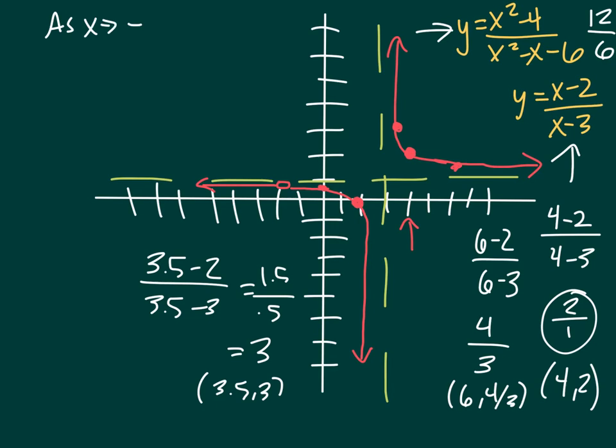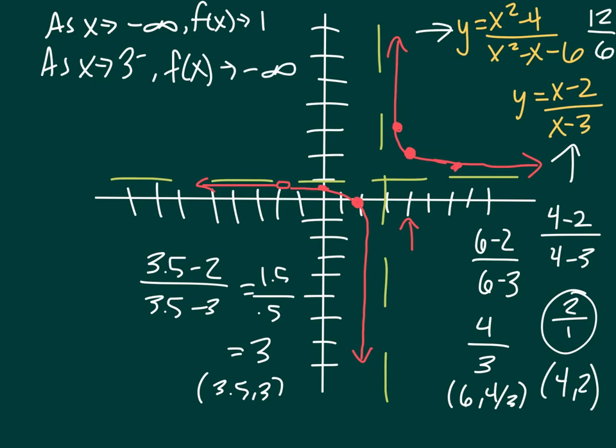As x approaches negative infinity, so that's here, what is the function value doing? The function value is approaching 1. This line right here is y equals 1. So as x goes to negative infinity, f of x is approaching 1. All right? And then as x approaches, now my vertical asymptote is at x equals 3. So as x approaches 3 from the left side, f of x is approaching negative infinity.